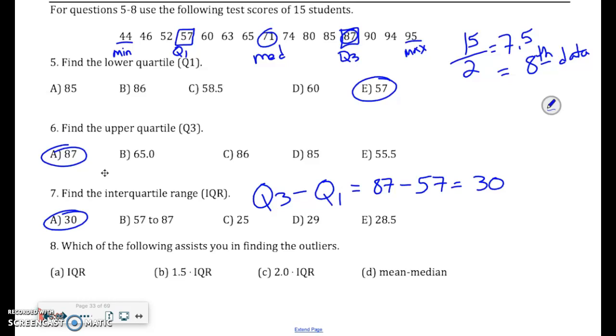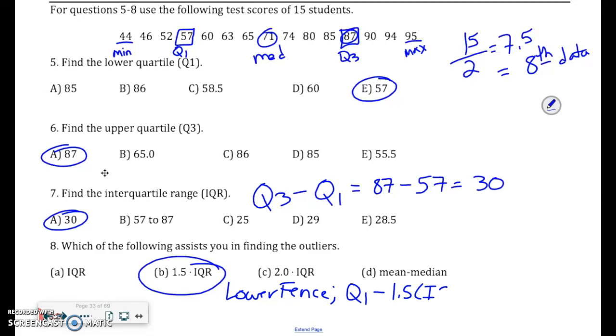Which of the following assists you in finding the outliers? All right, IQR, yes, that helps you, but the IQR only helps you when it is put into a formula. This letter B is only part of the formula. Remember, the lower fence is calculated for an outlier by taking quartile 1 minus 1.5 times the IQR. Once you get that number, anything below that is considered an outlier. There's also an upper fence.